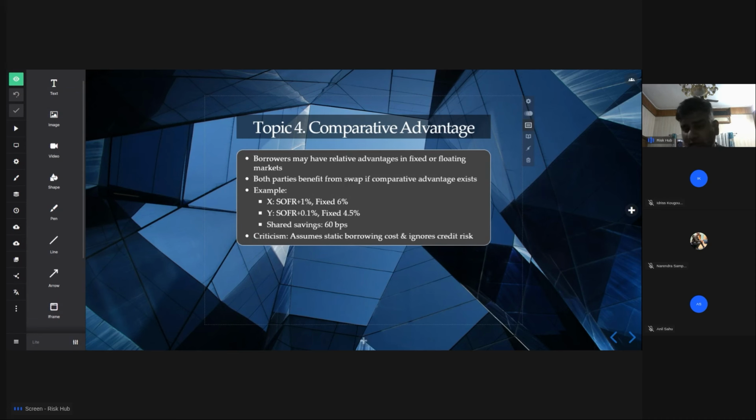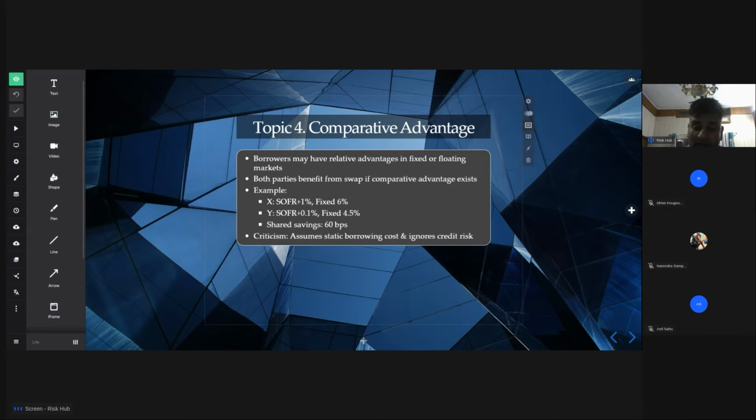So basically, when you look at the concept of comparative advantage, there is absolute versus comparative advantage. Absolute advantage means one borrower can raise funds more cheaply in both the fixed and floating market. We're not talking about that, guys. We are talking about comparative advantage. Now, what is comparative advantage? Comparative advantage exists if the spread between fixed and floating funding cost is relatively more favorable for one borrower than another. See the difference. I'm not talking about absolute advantage, I'm talking about comparative advantage.